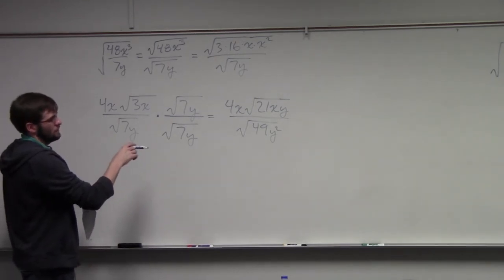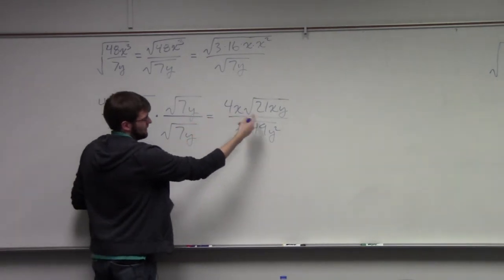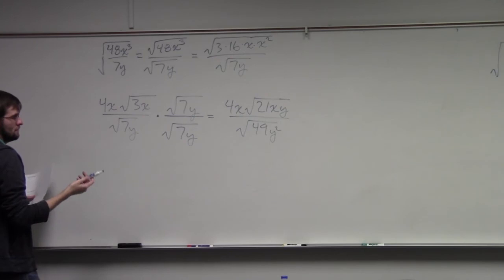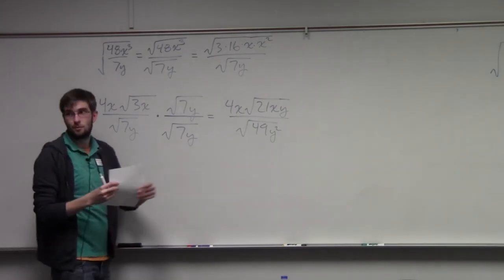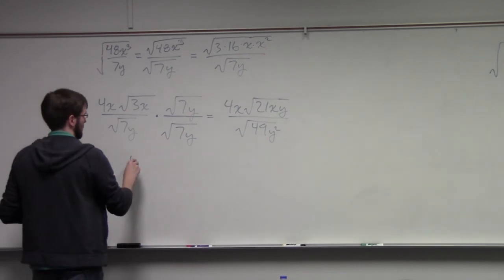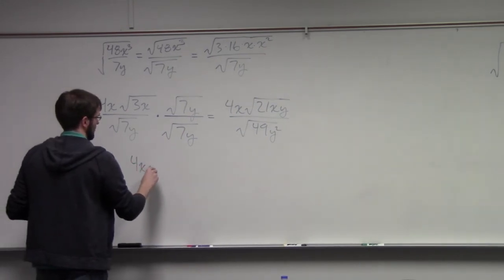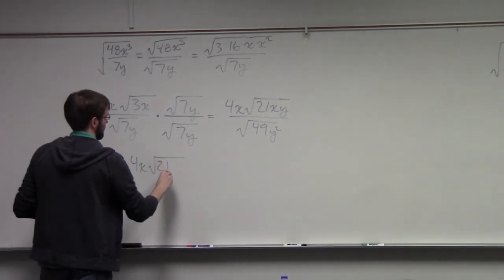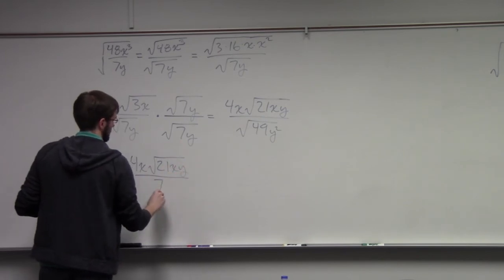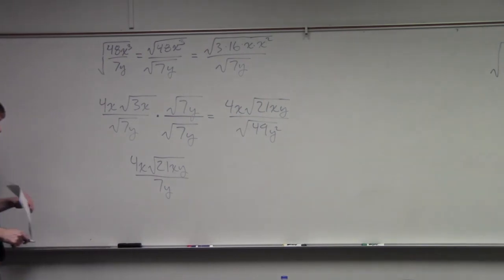All right, so next I can't simplify this guy anymore, so I just want to simplify the bottom. So the square root of 49 is 7, and the square root of y squared is y. So I have 4x times the square root of 21xy, all over 7y. Can I simplify it any further? No, I cannot.